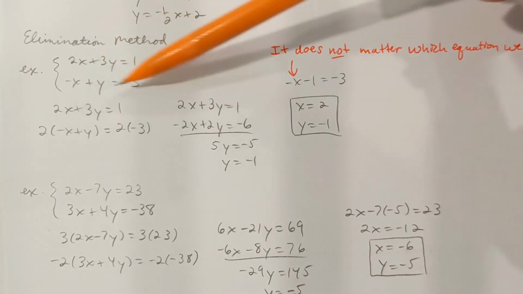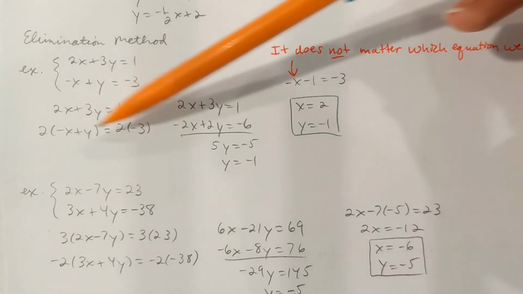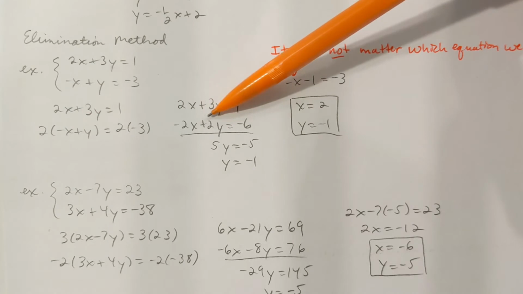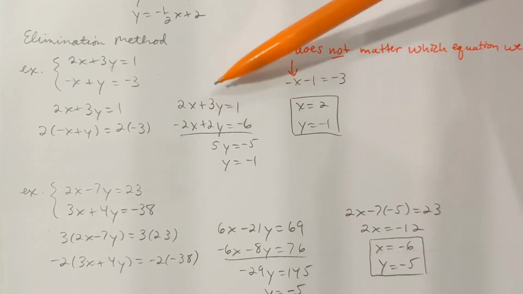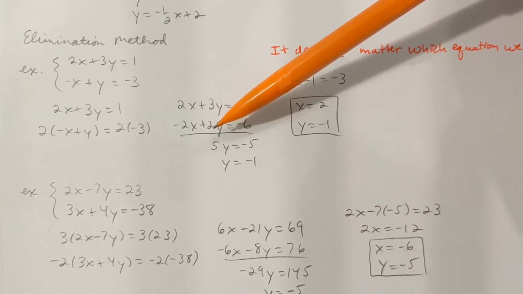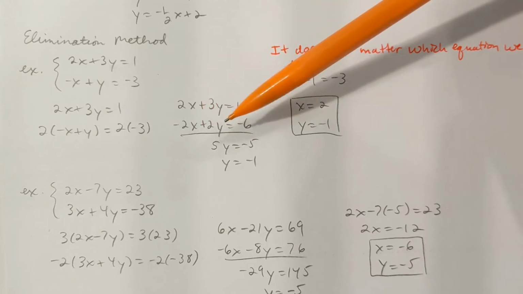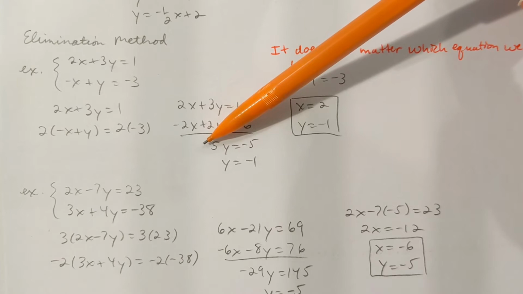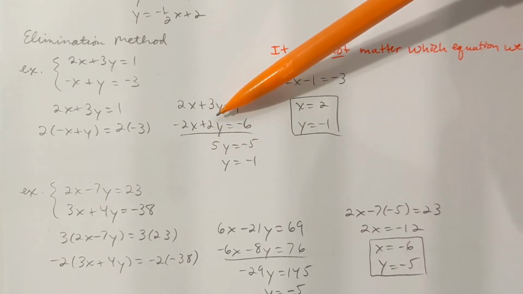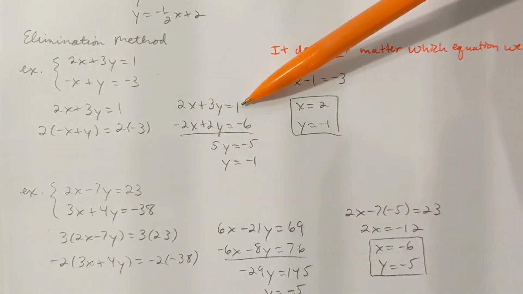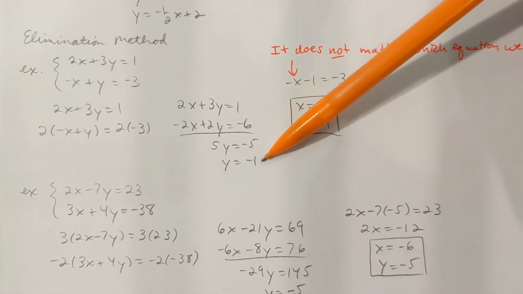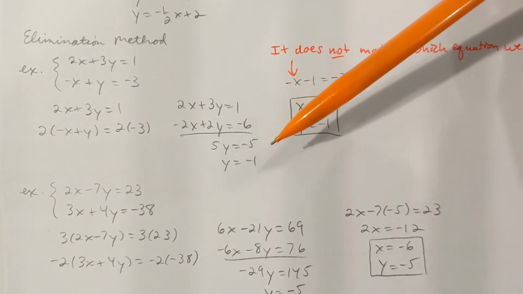Like I said, I'm going to multiply the bottom one by 2 on both sides. I've done that here. When I distribute the 2, I'm looking at negative 2x plus 2y equals negative 6. Now I'm going to add these together. By adding the like terms, 2x minus 2x is 0, so x is eliminated. 3y plus 2y is 5y, and then 1 minus 6 is negative 5. 5y equals negative 5 means that y is negative 1 when you divide both sides by 5.